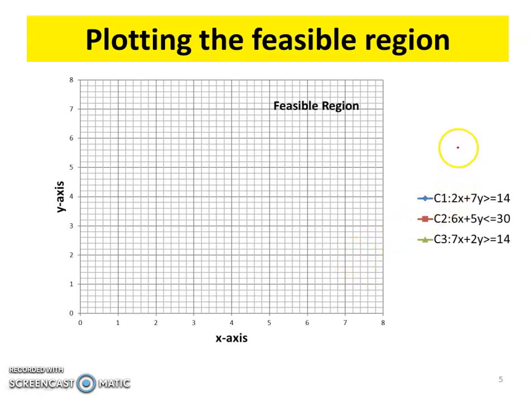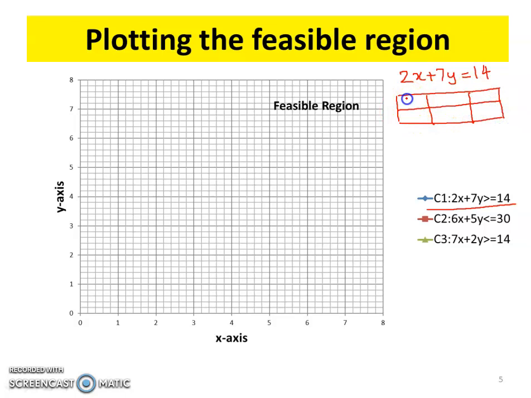We have this graph paper, and the first constraint was 2x plus 7y greater than or equal to 14. First we will plot the equality constraint, that is 2x plus 7y equal to 14. The simplest way is to find two points on the x-axis and y-axis and then plot it. Suppose x is equal to 0, then y will be 14 by 7, that is 2. And when y is equal to 0, x will be 14 by 2, that is 7.